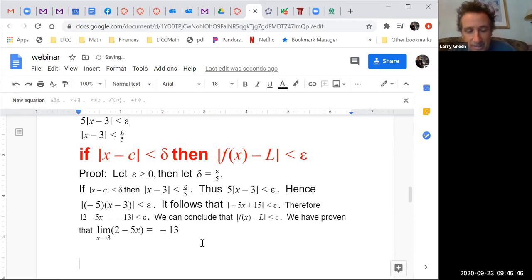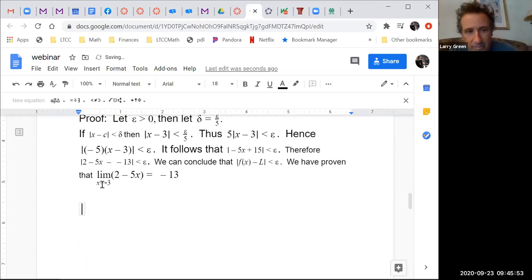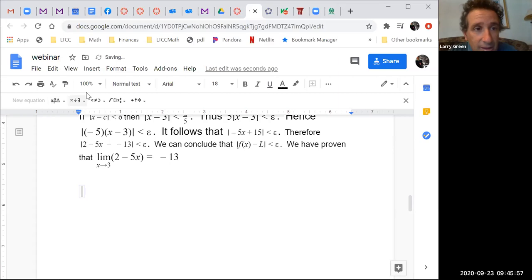So now, an example. How about the limit as x approaches negative 2 of x squared? Make it a little fancier. How about 5x squared minus 15? Or even better, how about minus x? That'll work.